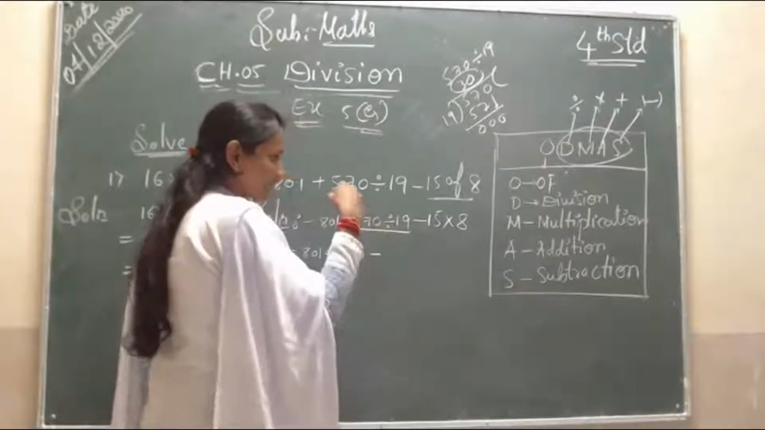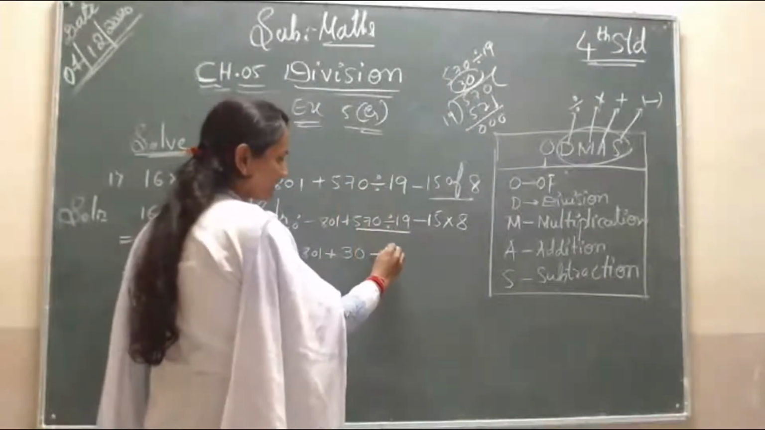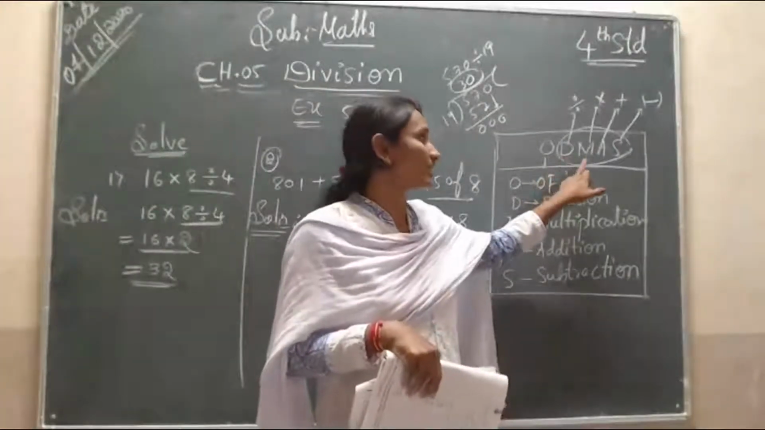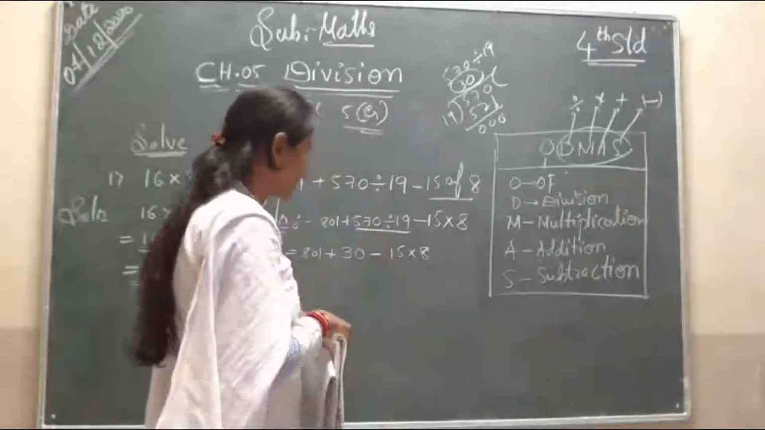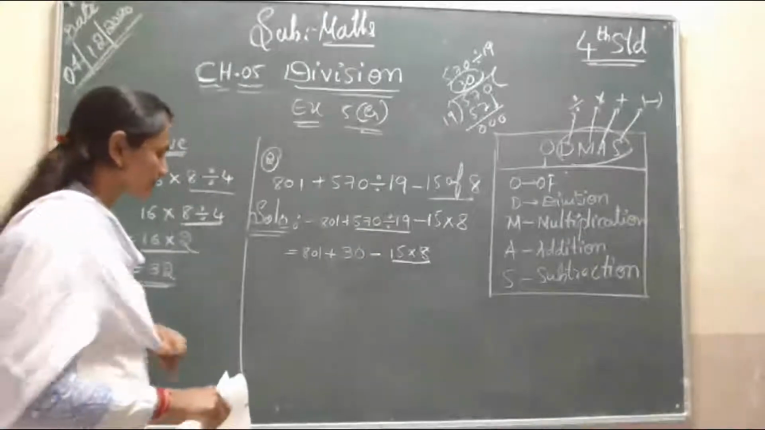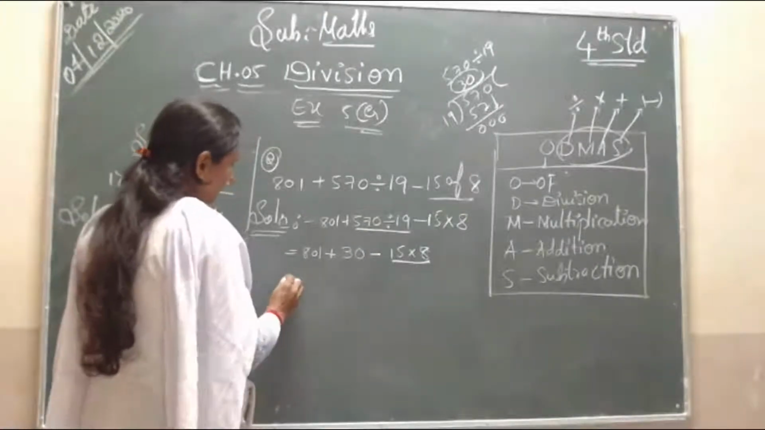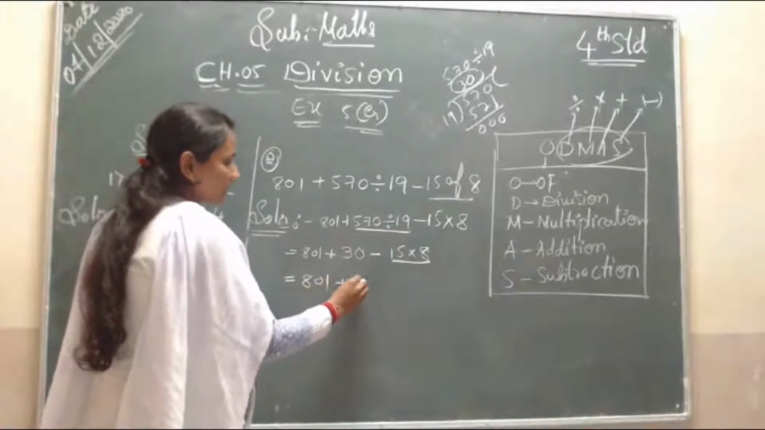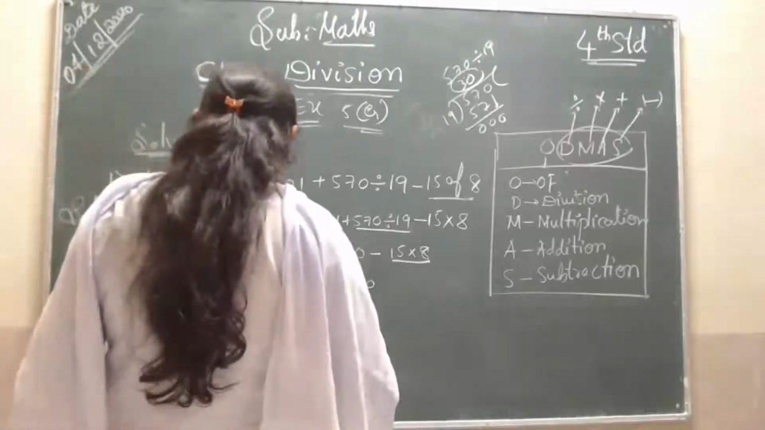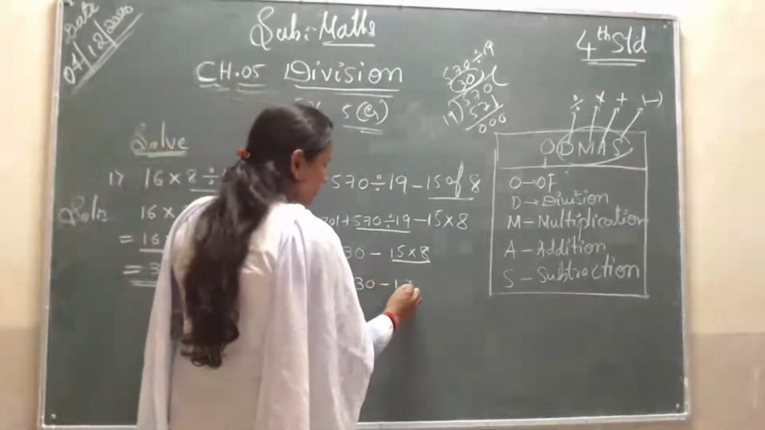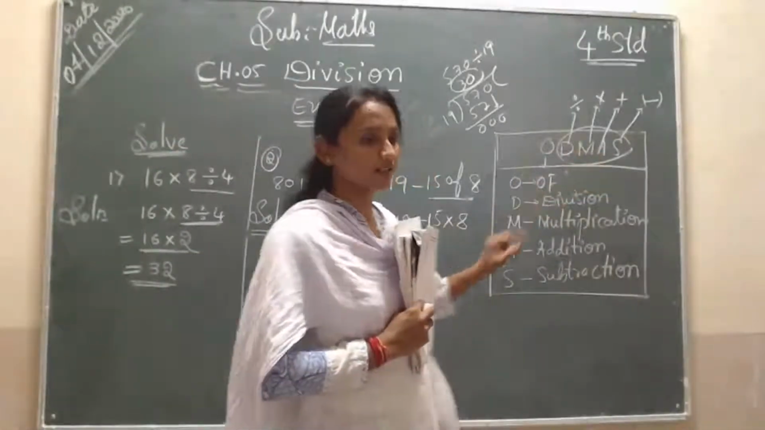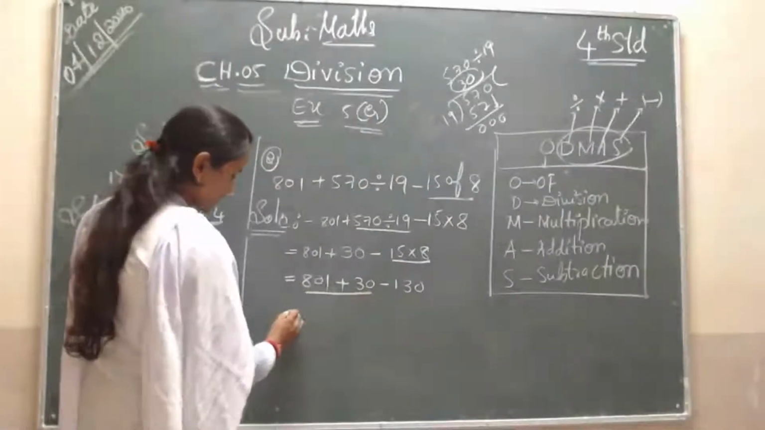So next, you write as it is, minus 15 into 8. Students, can you observe the division is cleared. So what is the next symbol? Multiplication. Where is the multiplication, students? So here is the multiplication. Now you have to solve this. 801 plus 30 minus 15 eights. Students, 15 eights are 120. So I write here minus 120. So after division comes multiplication, and after multiplication, addition. Yes, students, now you have to do the addition of these two numbers.